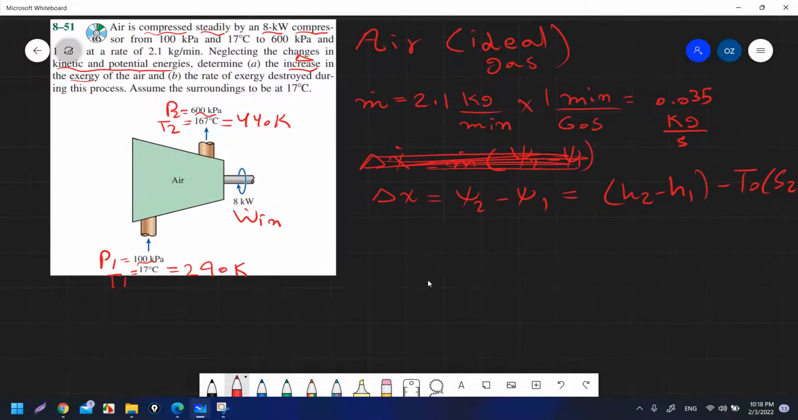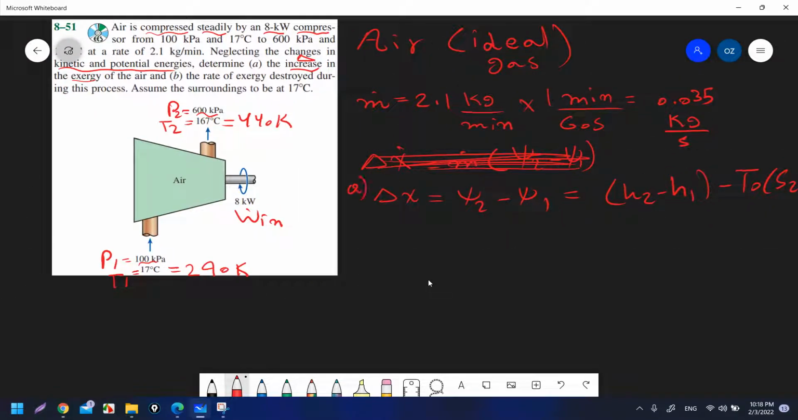For the second part, part B, the rate of exergy. Now he said rate. The previous one he didn't say rate. Maybe you can guess that is the reason we will find it per unit mass, but it doesn't matter. It's not a big deal. Just multiply by mass flow rate, and in the exam it will be clear inshallah. The rate of exergy destroyed during this process, so he wants to find X destroyed.